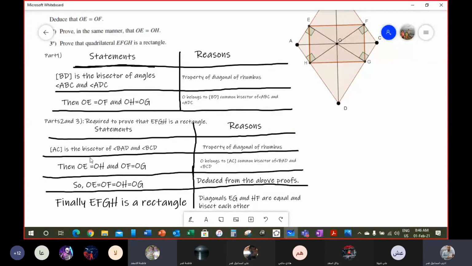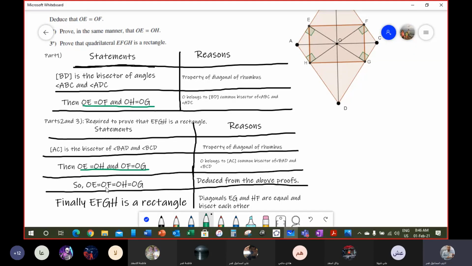هلا بعد ما طلع معي انا OE equal OF وOH equal OG، ورجع طلعت OE equal OH وOF equal OG، صاروا كلهم equal لبعضهم. صارت OE equal OF equal OH equal OG. Deduce from the above proofs. يعني في عندي two proofs هون وهودي. اوكي خلوني اوضح لكم اياهم اكثر. هون وهودي شو بستنتج منهم؟ بستنتج منهم انه OE equal OF equal OH equal OG.